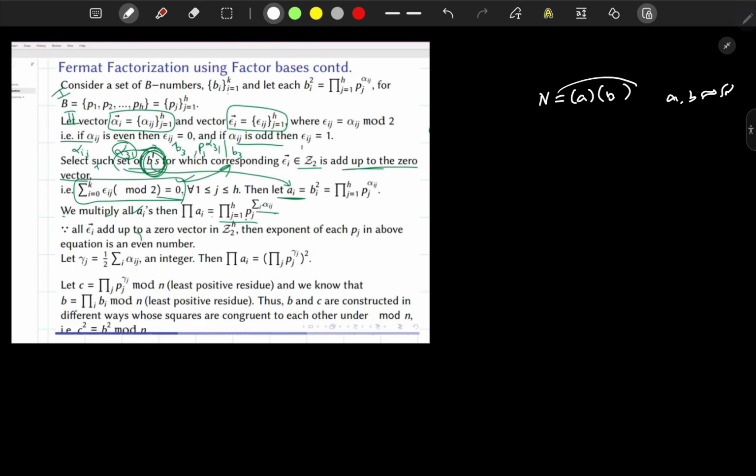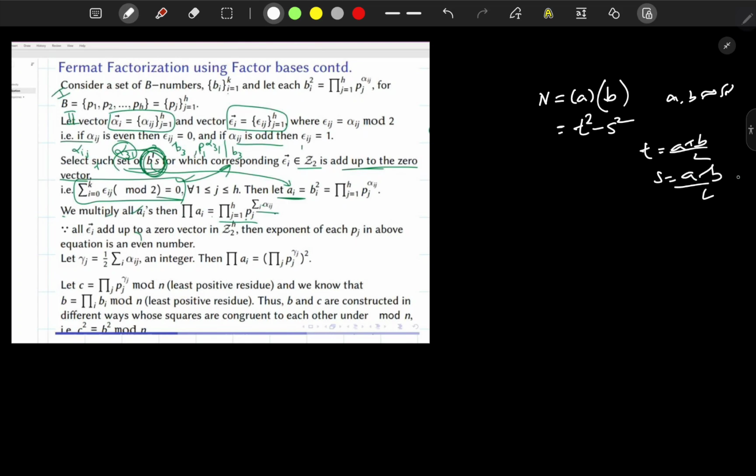You have to remember this key result: a composite number has two or more factors. If we can express this odd composite number as a times b, then we can always write it as t square minus s square, where t equals (a plus b) by 2.